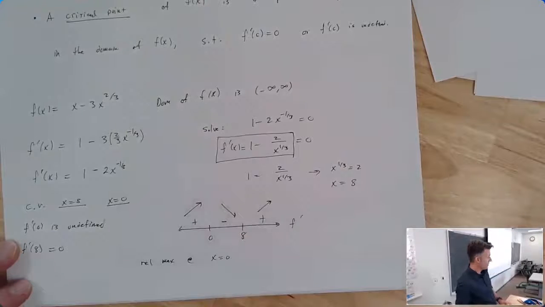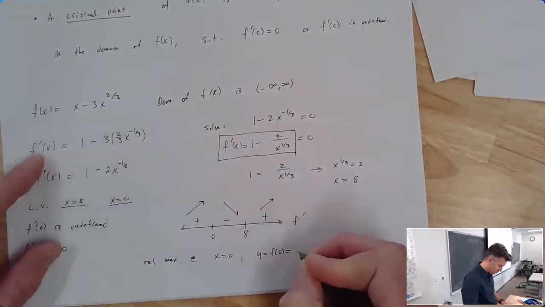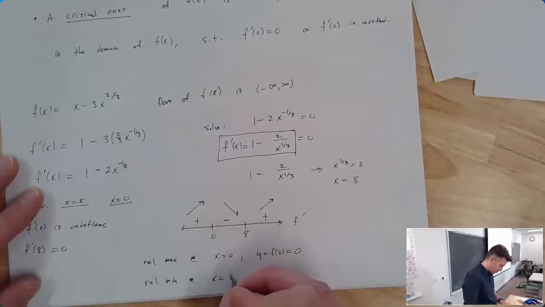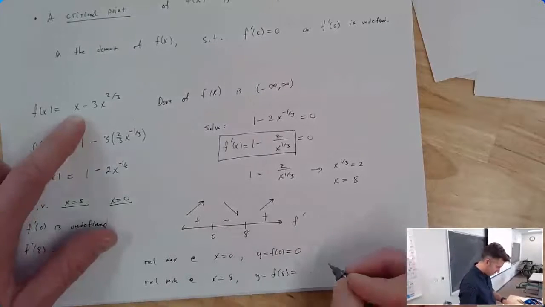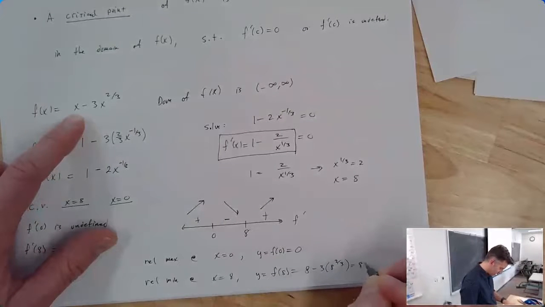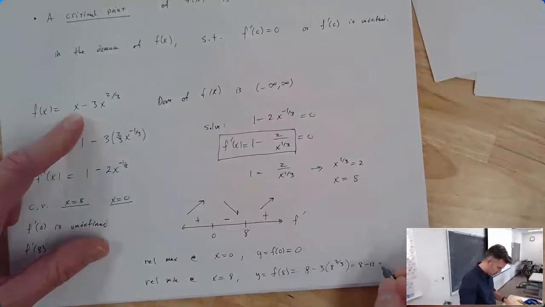And if I was trying to graph this later, I would also find the y value with y equal to f of 0, which is 0 minus 0. And a relative minimum at x equal to 8 with a y value of f of 8, which is going to be 8 minus 3 times 8 to the 2/3. Let's see, 8 to the 2/3 is 4. 3 times 4 is 12. 8 minus 12 is -4.